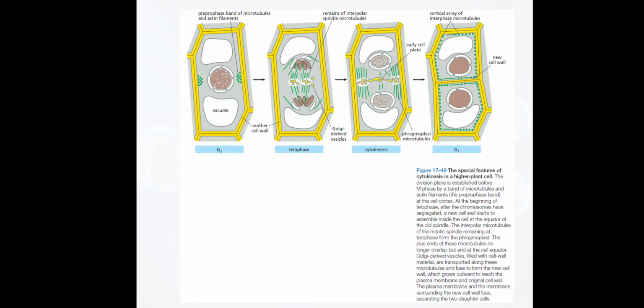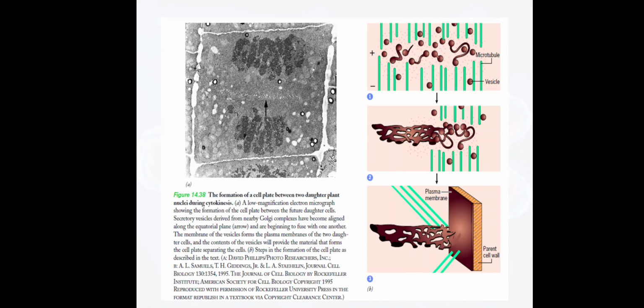So this is another image showing the new cell wall formation. See here, new cell wall formation by the cell wall precursor, which is released by membrane-bound vesicles derived from the Golgi apparatus once it fuses with the phragmoplast. So this is the formation of cell plate between two daughter plant nuclei during cytokinesis.